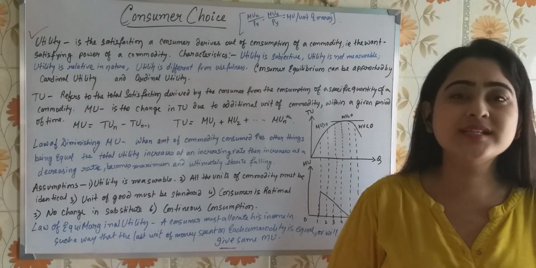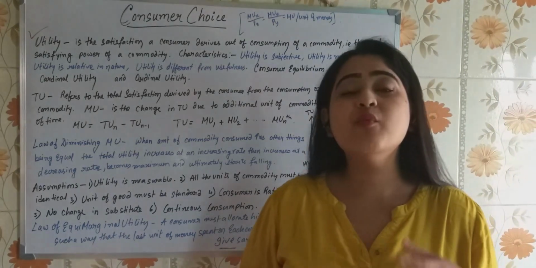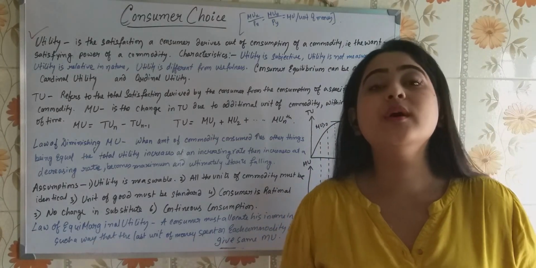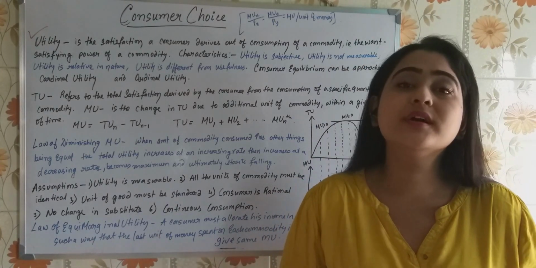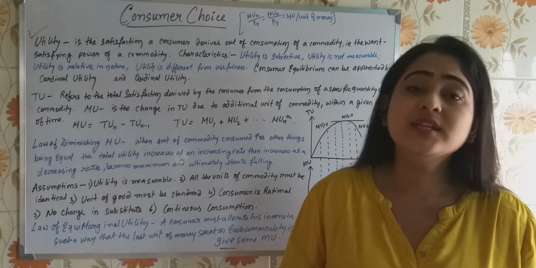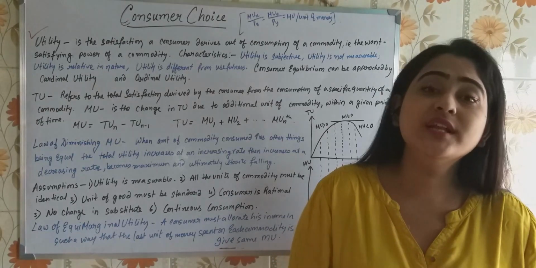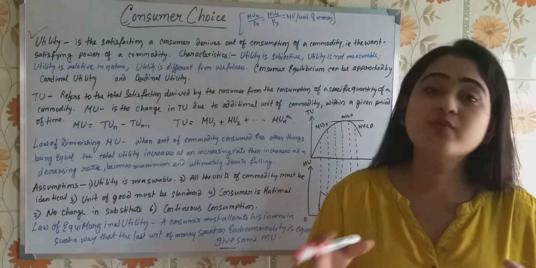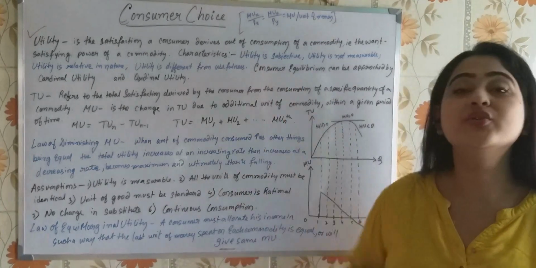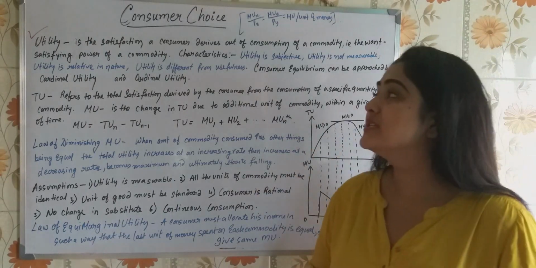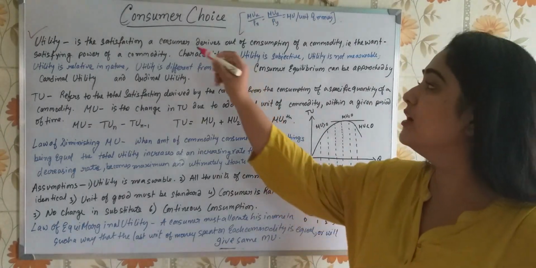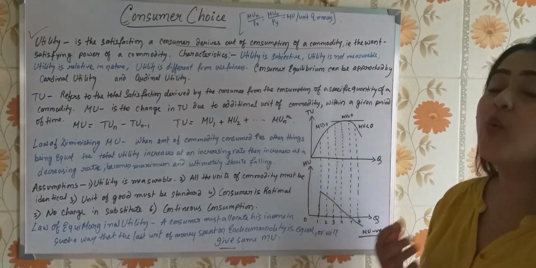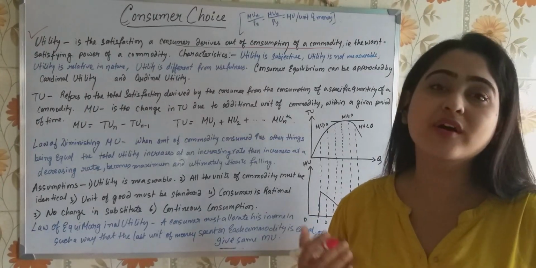What is utility? Utility is simply the want satisfying power of a commodity. Any commodity when you are consuming, why do you consume it? Because it is useful to you. It is providing you some utility. It is providing you some satisfaction, right? So that is why you consume it. So that is called utility. So utility is a satisfaction a consumer derives out of consumption of a commodity. That is the want satisfying power of a commodity.